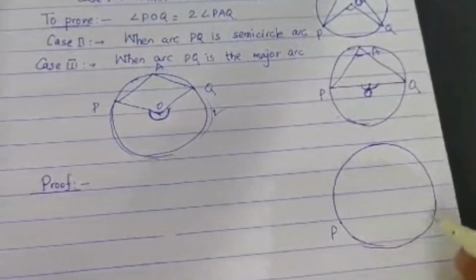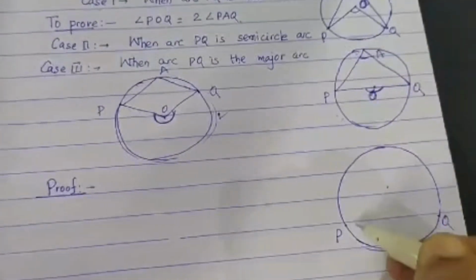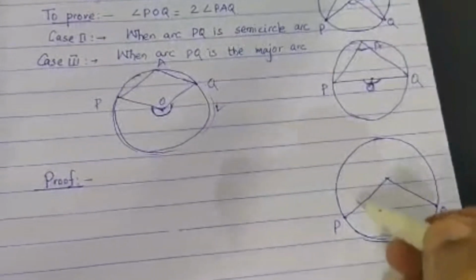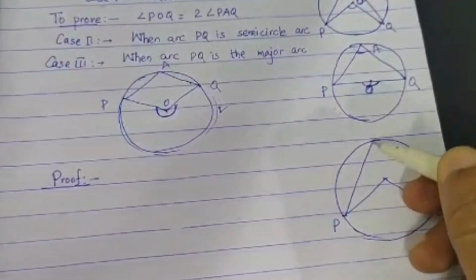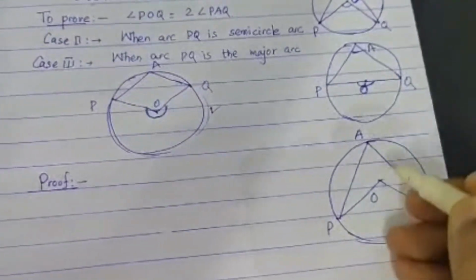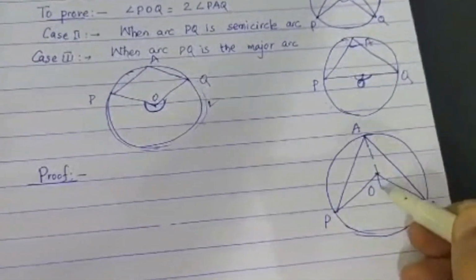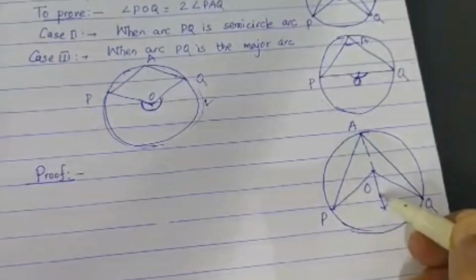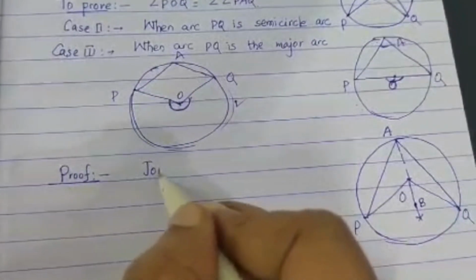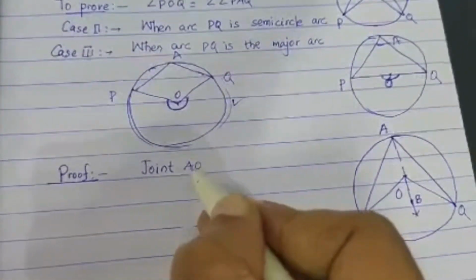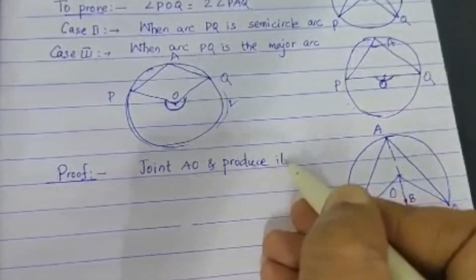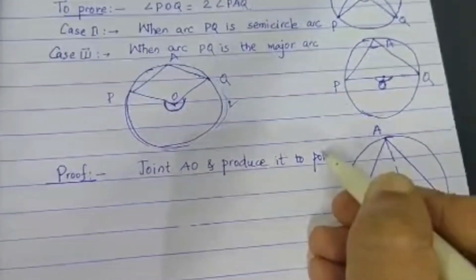Okay, this is arc PQ, this is the center, and this is any other point A on the circle, PAQ. This is O. Let us join this one like this. Let us take this point B. Construction: join AO and produce it to point B.